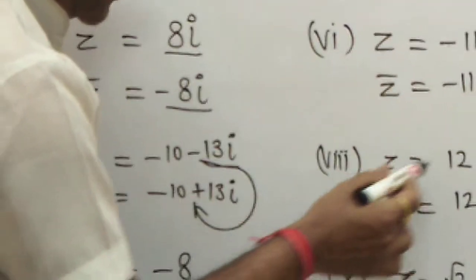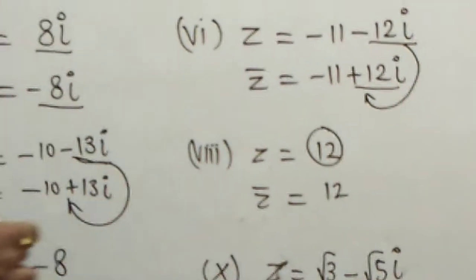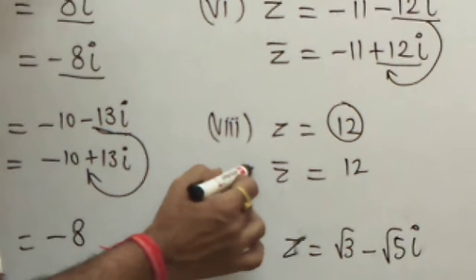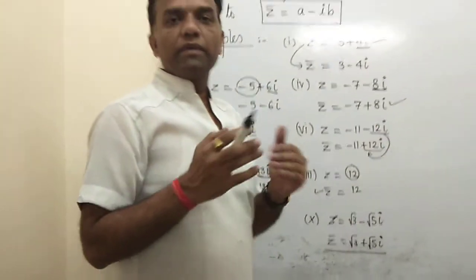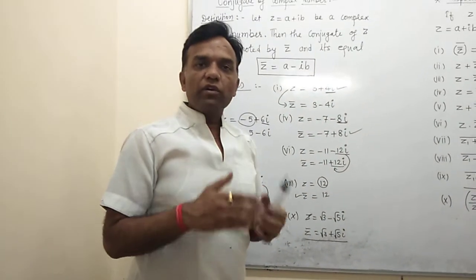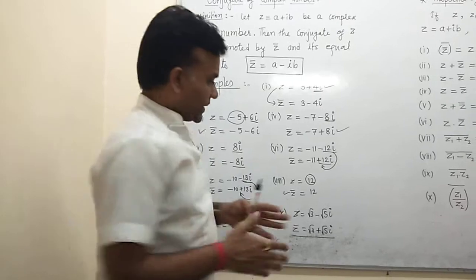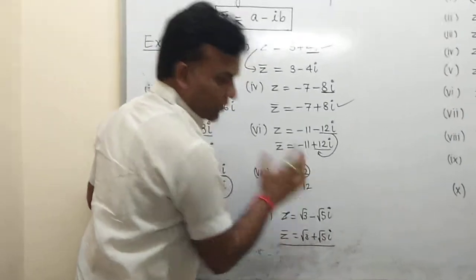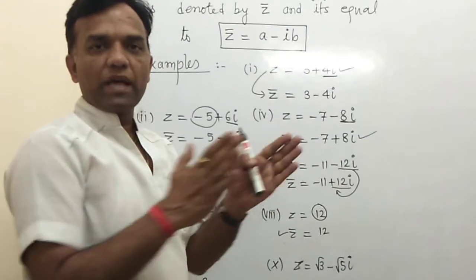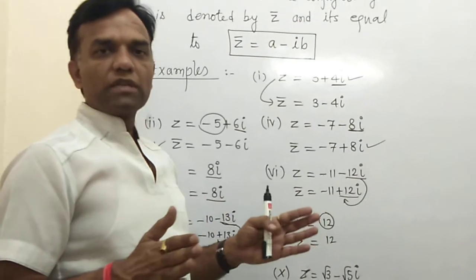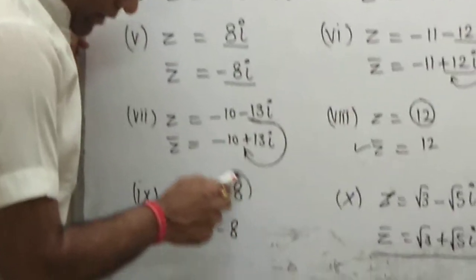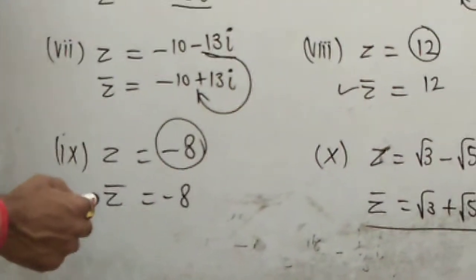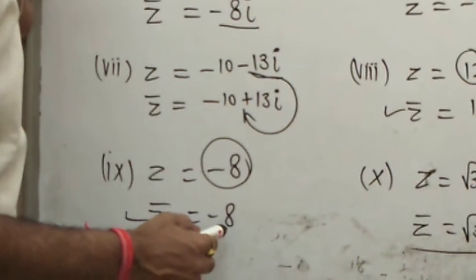Similarly, in the eighth example only 12 is given. Then z bar, it means the conjugate of this value, there is no change, because in this question the complex number is not given with the iota, and in the conjugate only the sign of iota is changed, but here iota is not given, so you put your number as it is, so there is no change. Z and z bar have the same value. Okay, so in the ninth question again we have the same, we have a real number and there is no change in the conjugate, so minus 8 you put as it is.